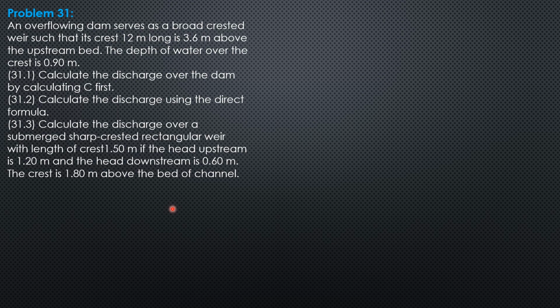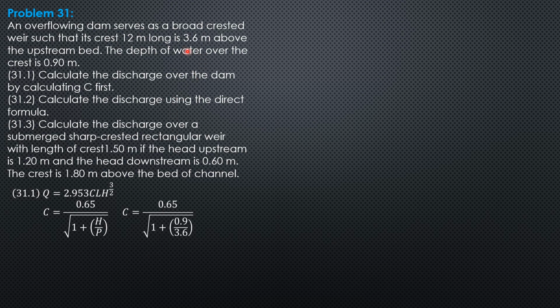So for the discharge over the dam, which is considered a broad-crested rectangular weir, it is Q equals 2.953 C L H to the 3/2, where C for a broad-crested weir is 0.65 over the square root of the quantity 1 plus H over P. So C is 0.65 over the square root of 1 plus, the head is 0.9 and P is 3.6 because the crest is 3.6 above the upstream bed, so that's P.